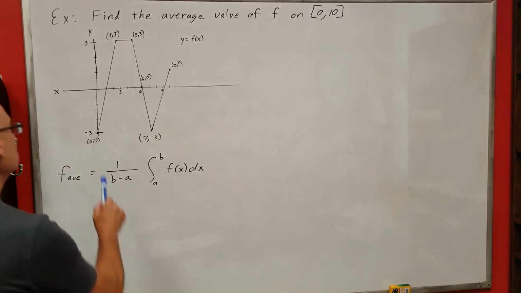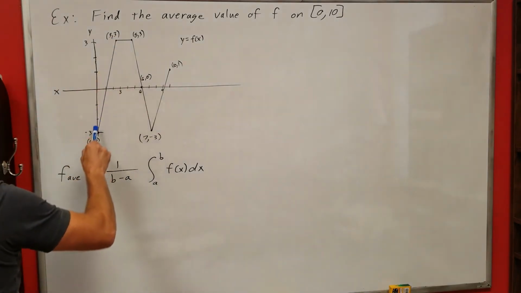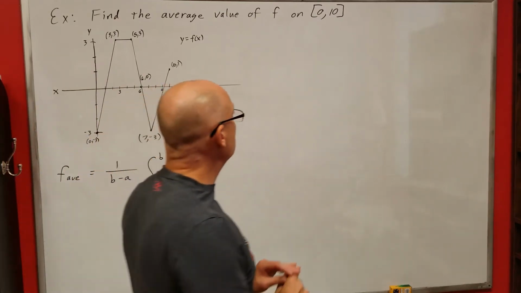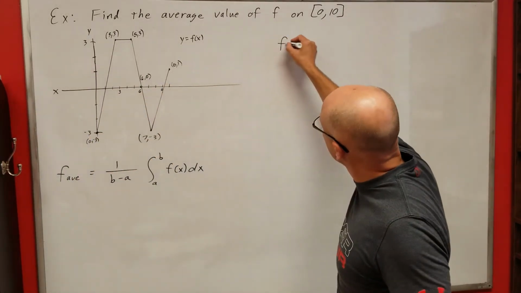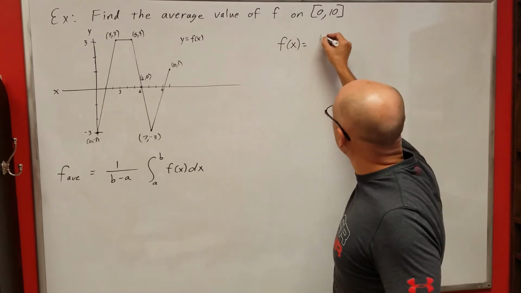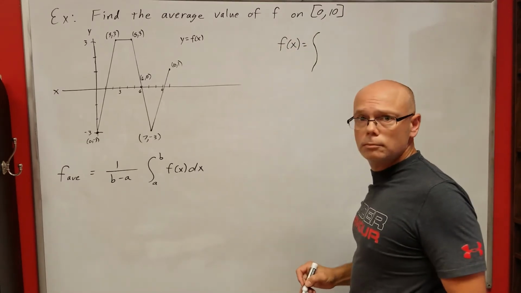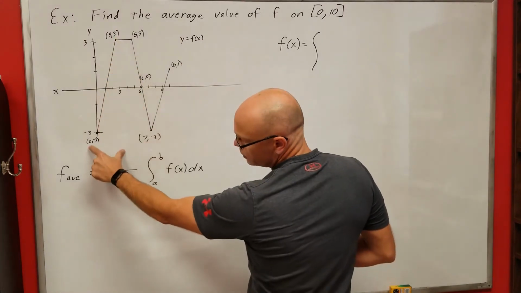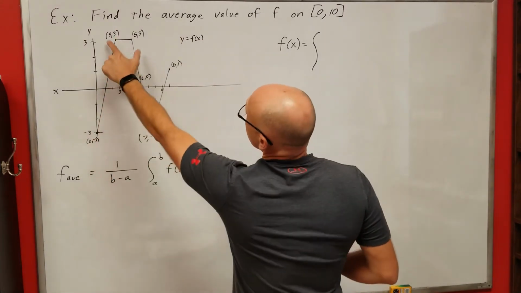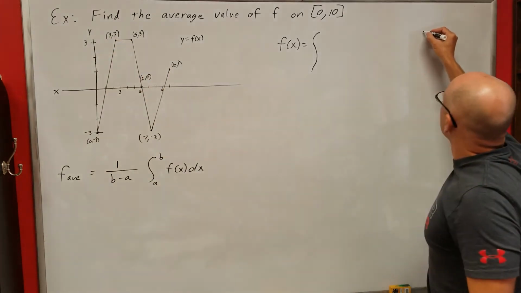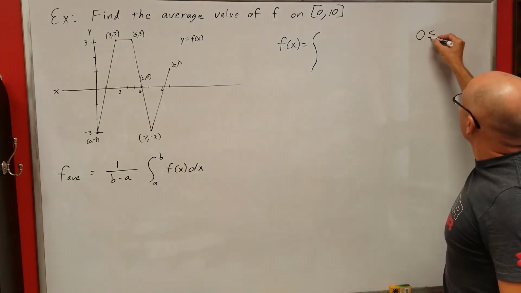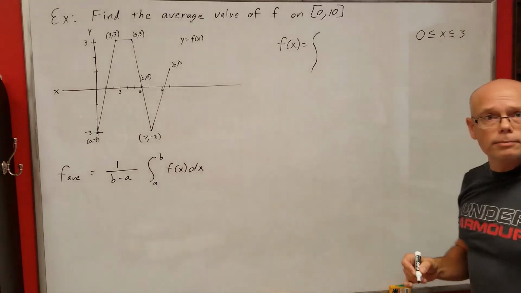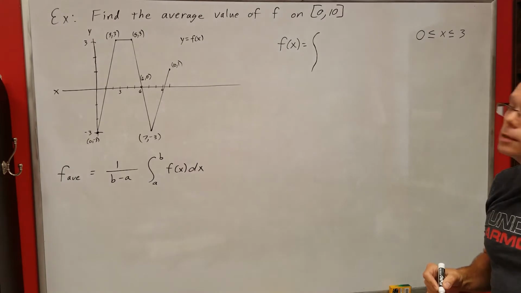So first, let's find this piece of my function. That piece is just linear, so that should be easy. So my first goal is to write f of x as a piecewise defined function, okay? So first of all, we're going to look at this first piece. And what are the x values it covers? From 0 to what? 3. So I'm going to have for x values between 0 and 3, okay? I'm going to use that piece.